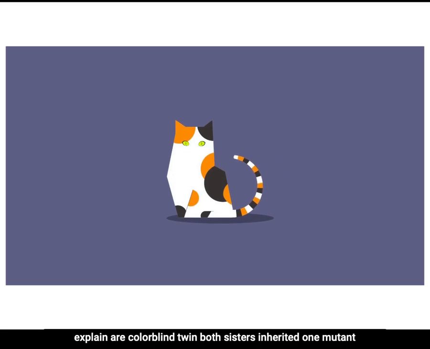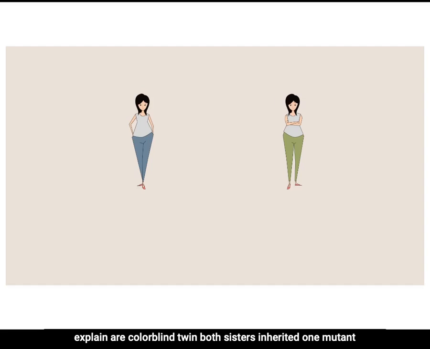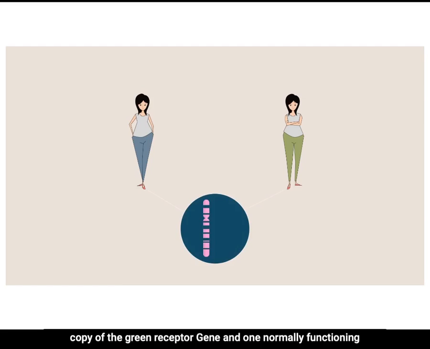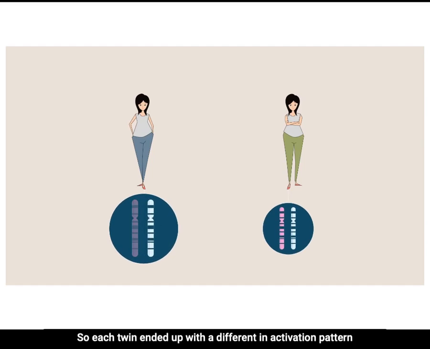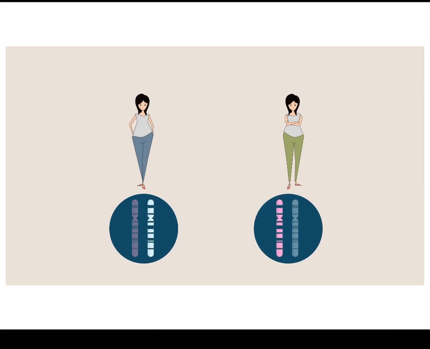Now we can explain our colorblind twin. Both sisters inherited one mutant copy of the green receptor gene and one normally functioning copy. The embryo split into twins before X inactivation, so each twin ended up with a different inactivation pattern. In one, the X chromosome with the normal gene was turned off in the cells that eventually became eyes. Without those genetic instructions, she now can't sense green light and is colorblind.